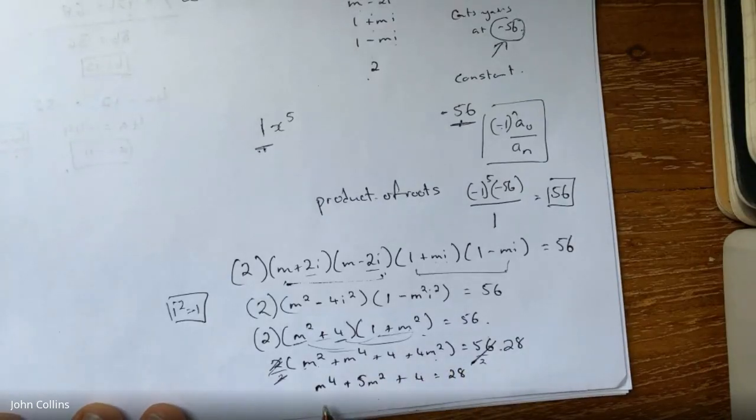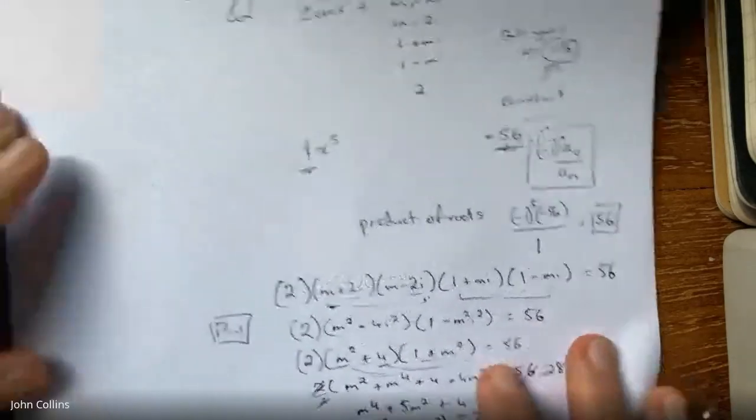This is a quartic, but it's a quartic in the form of a quadratic, which means it can be factorized a bit like a quadratic, because that's actually m squared squared, plus 5 times m squared, plus, oh, it's not going to be plus 4 now. If I subtract the 28, I get minus 24 equals 0. So I'm setting it up like a quadratic equation. In other words, that's x squared plus 5x minus 24. So let's factorize that. I'm just going to do it over here on the side.